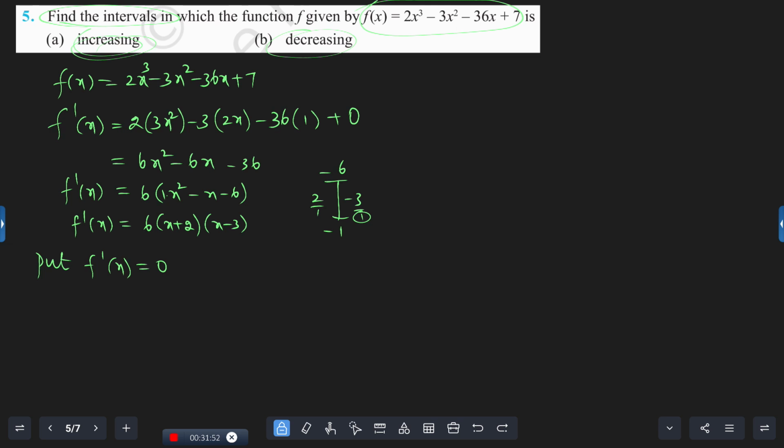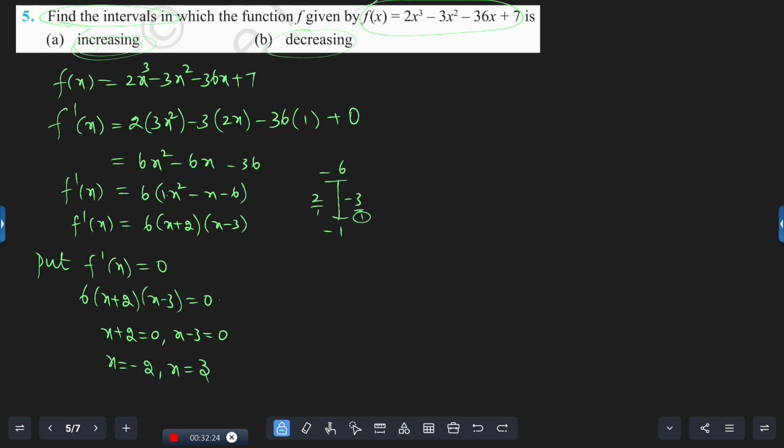Understand? Right. Now I have 6 into x plus 2 into x minus 3, the f dash of x, which is equal to 0. Then multiply 6, when you send it opposite, it will be divide, 0 divided by anything is 0, leave it. Then x plus 2 equal to 0 separately, x minus 3 equal to 0 separately. So x is equal to minus 2, x is equal to plus 3. I got two answers for x now.